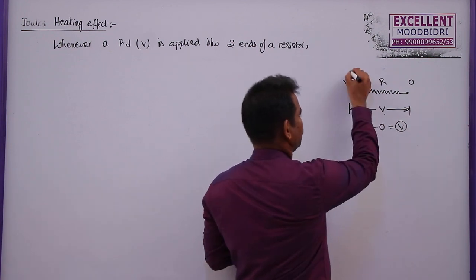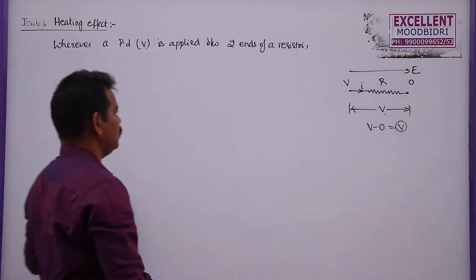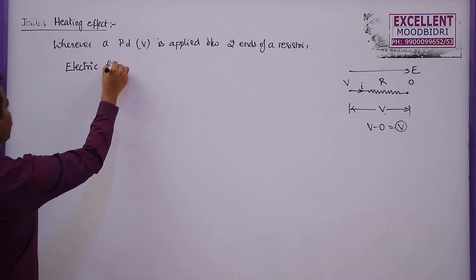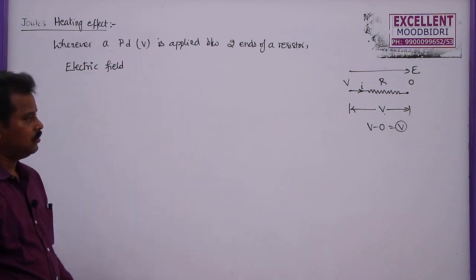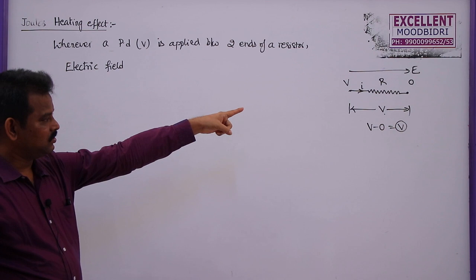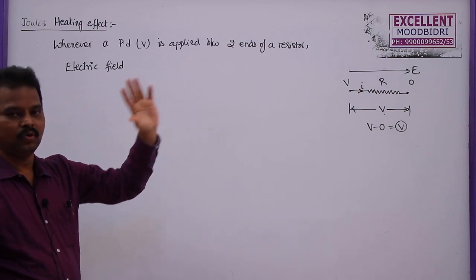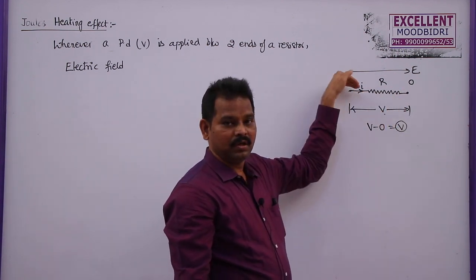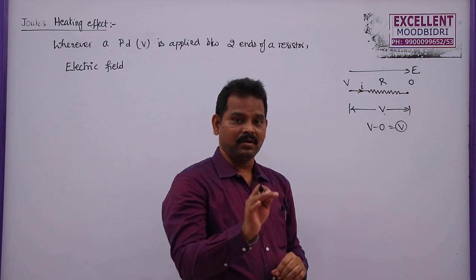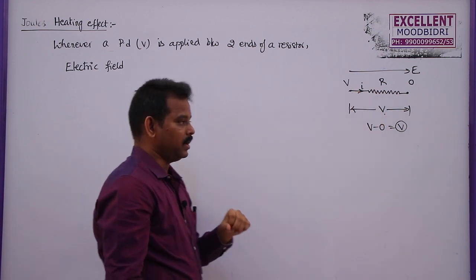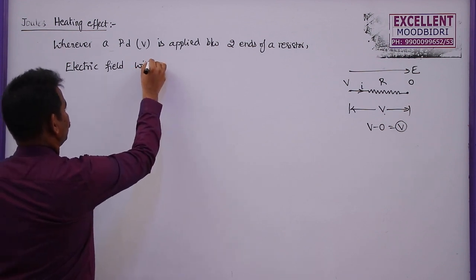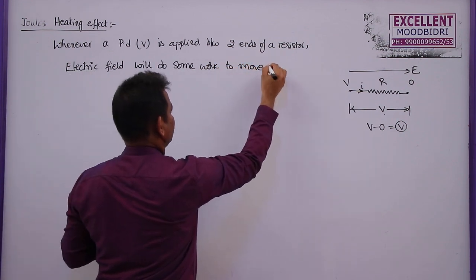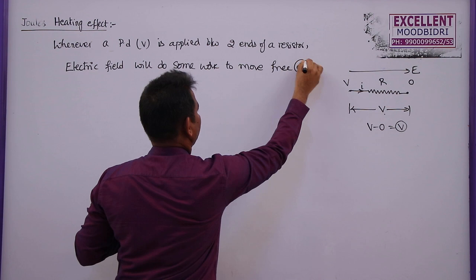So what is the direction of the electric field here? This is the direction of the electric field. Due to this electric field, the charge will flow from high potential to low potential. We know that in an electric field, positive charge always moves from high potential to low potential. A charge will flow in a given time. That rate of flow of charge through this resistor, we call it a current. So the electric field will do some work to move the charge. The charge that is moved is nothing but free electrons.